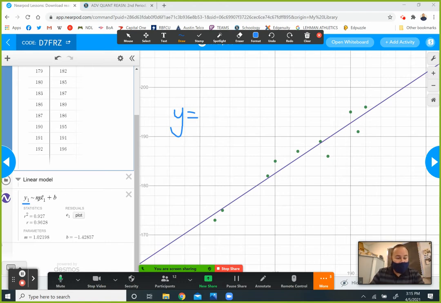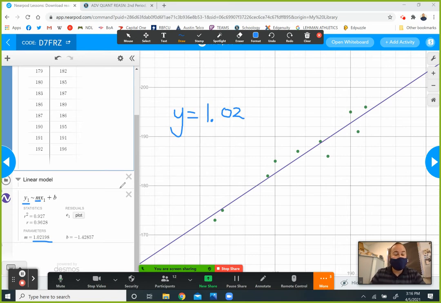This is it. We're going to put an equal sign. M, this is the form that I'm going to put it in. M is 1.02198. I'm just going to write that to 2 decimal places. How many decimal places? 1 point what? Yeah, to 2 decimal places. 1.02. So that's 2 decimal places.